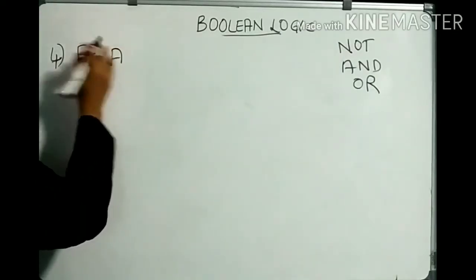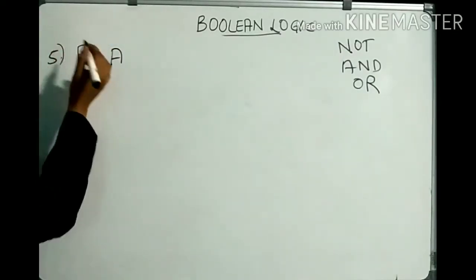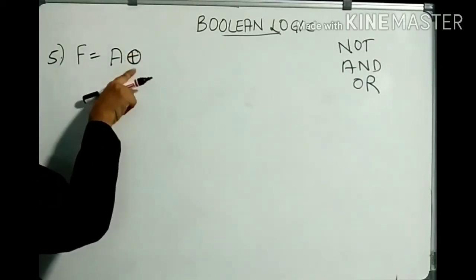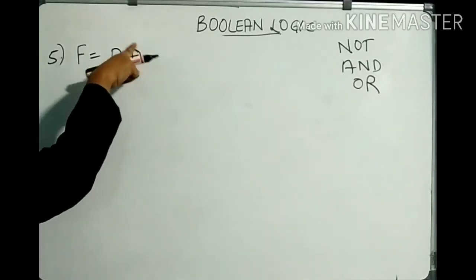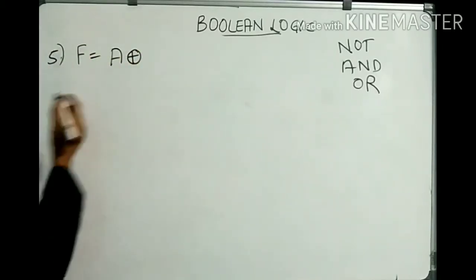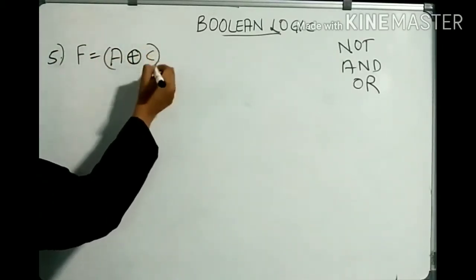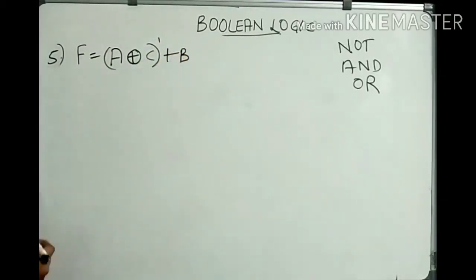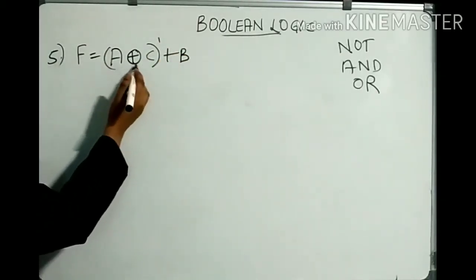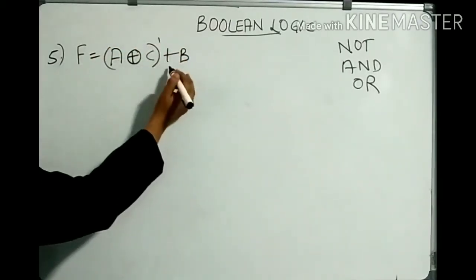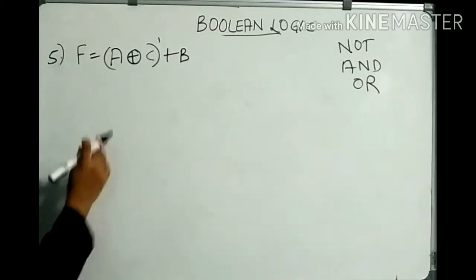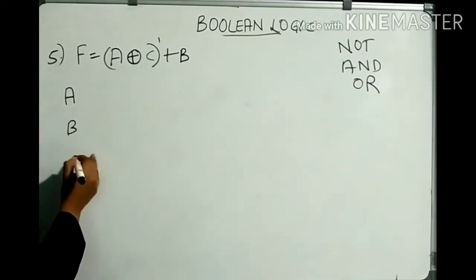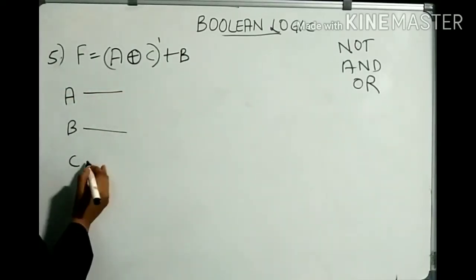Let us move on to the next example. We are using the XOR gate here. So how do we draw the symbol for XOR? Plus and a circle. The whole bar plus B. Okay. A XOR C, the whole complement plus B. So there are three inputs. So let me draw like this: A, B and C. This is usually how we draw it.